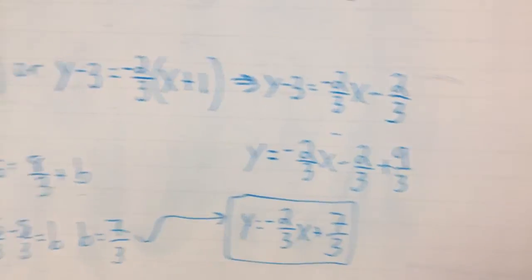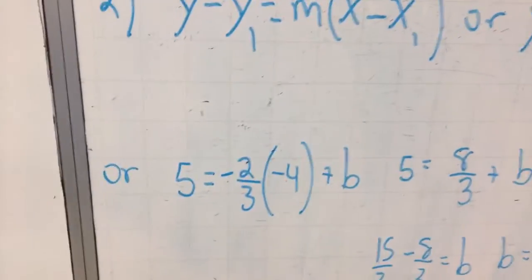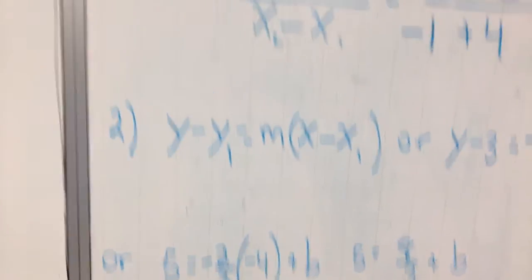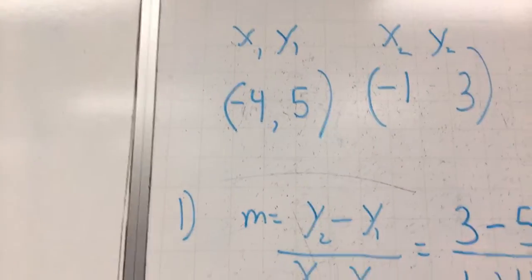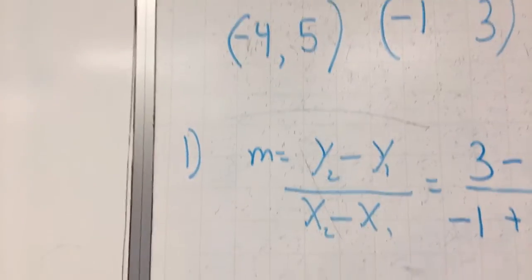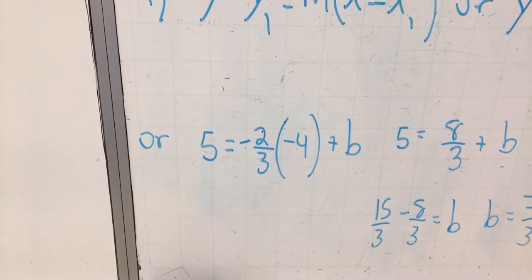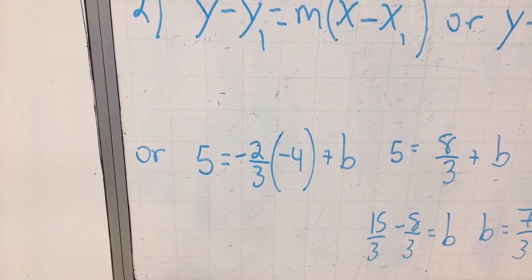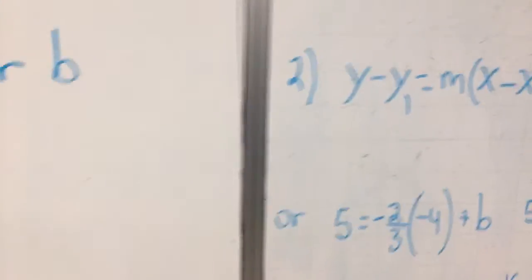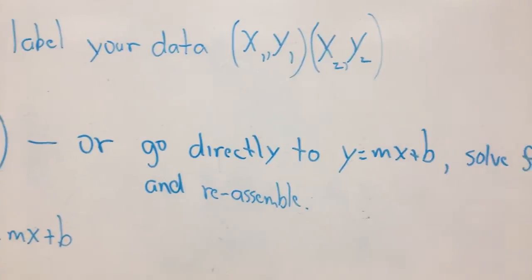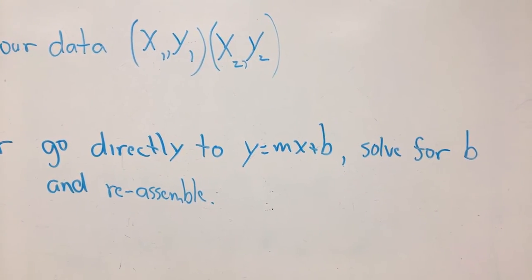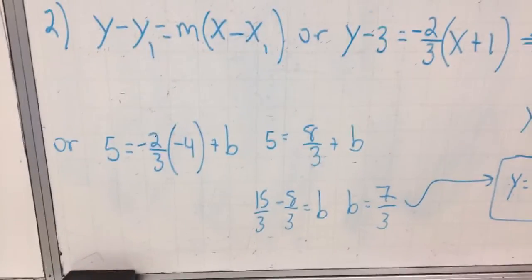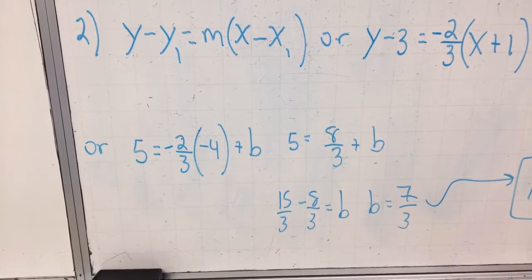Now, if you don't like that, and you want to go directly into y is equal to mx plus b, I chose the first point for this one just to prove to you you will get the same exact answer. 5 is now equal to -2/3 times -4 plus b. Remember, when I told you, you can go directly to y is equal to mx plus b, solve for b, and then reassemble. That's exactly what we're going to do here, okay? We solved it for b.